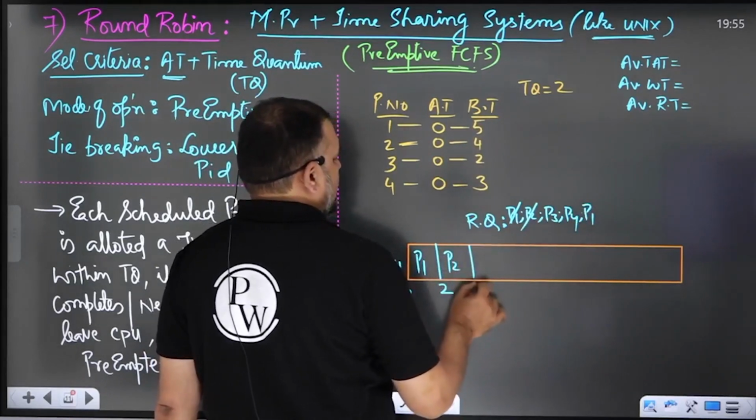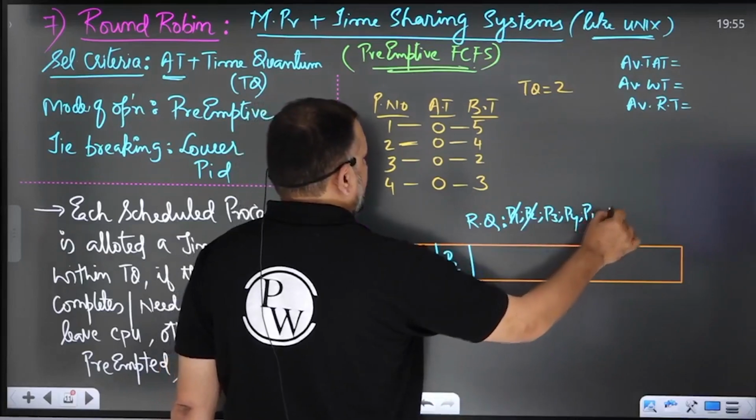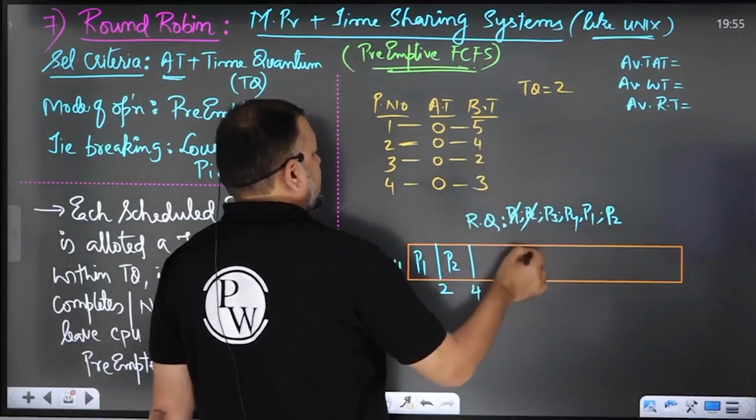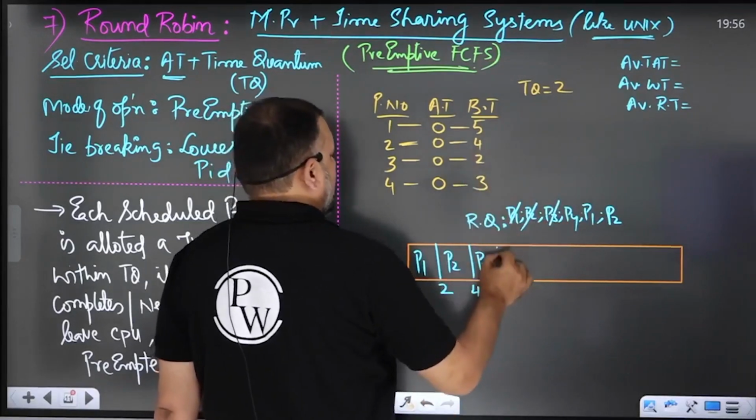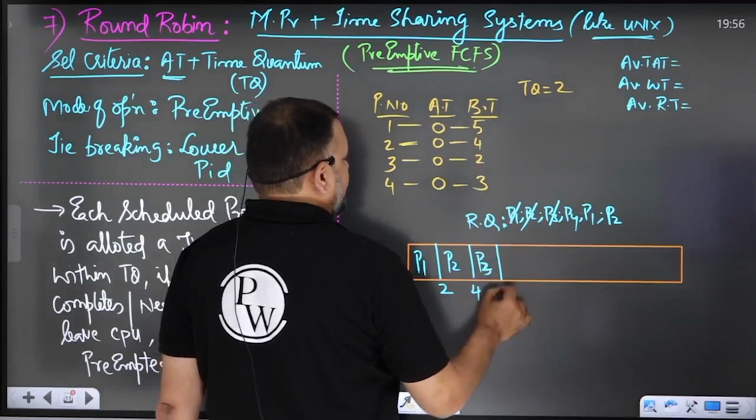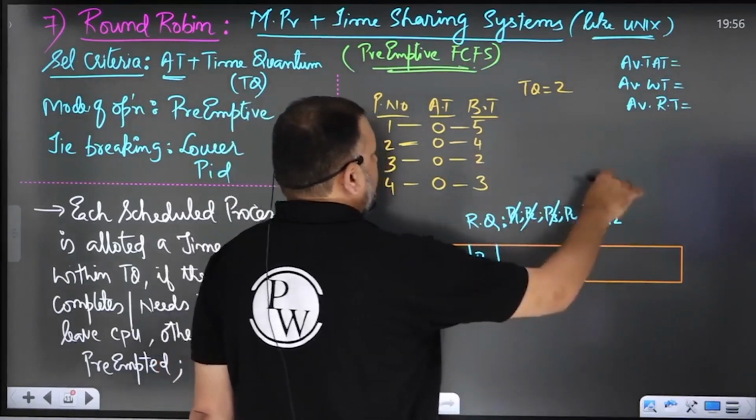P1 runs from 2 to 4 and gets preempted. Add it back to the queue because it has not completed; it needs 4 more units. P3 needs 2 units and the time quantum is also 2, so P3 completes at time 6. P3 is over, so I don't need to add P3 back.